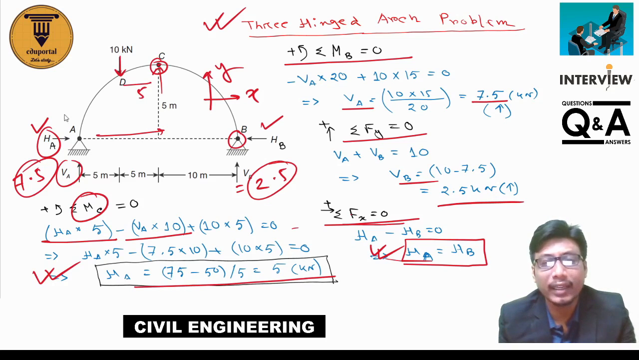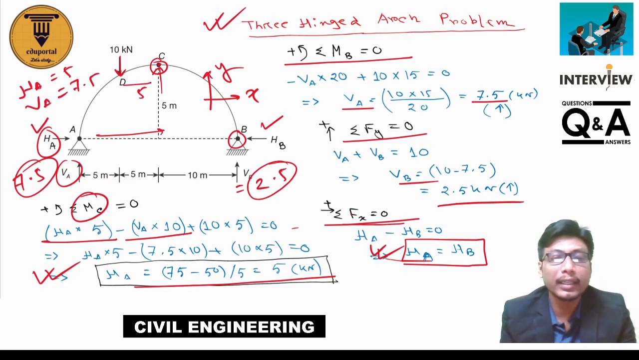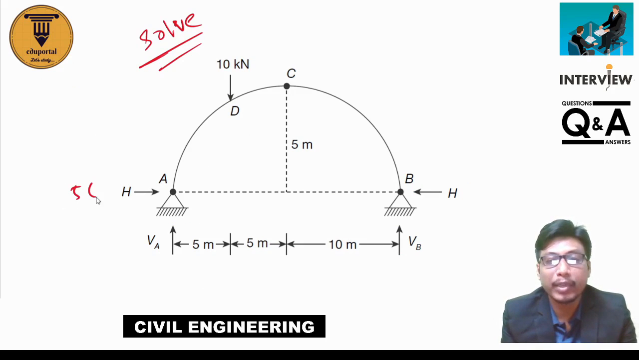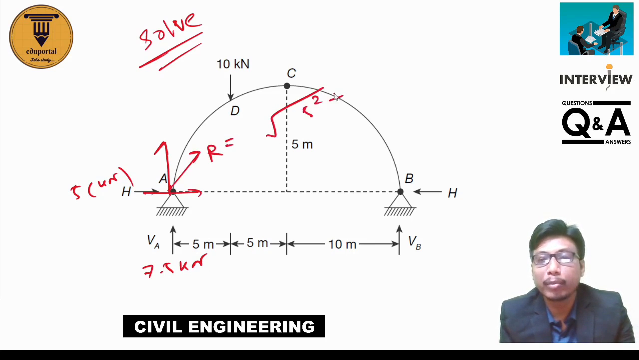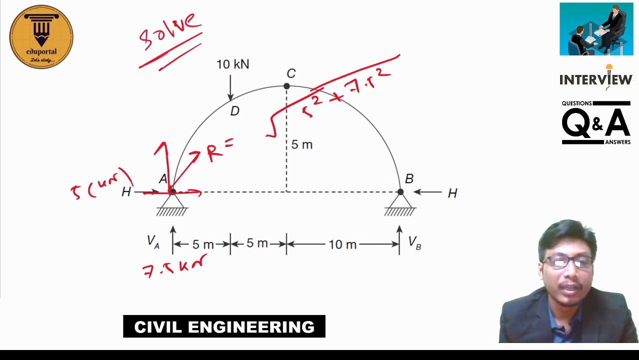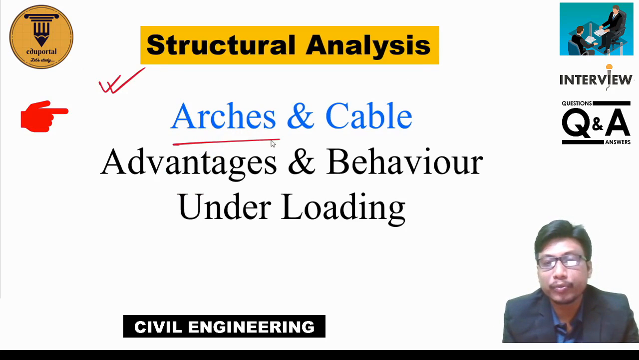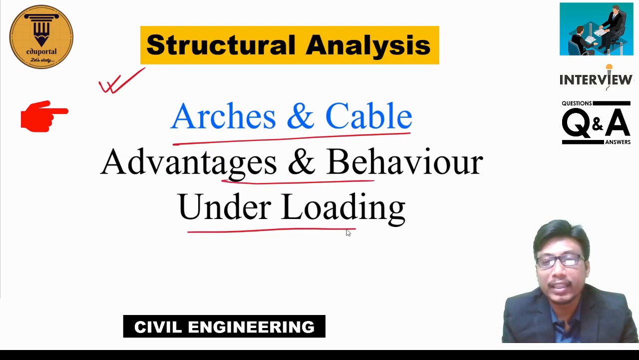So they can ask you to determine the value of HA, which is equal to 5 kilonewton, and VA, as you know, is equal to 7.5 kilonewton, in these directions. So what will be the resultant force? R equals root over of 5 square plus 7.5 square. So these kinds of questions they can ask in the interview. This is all about the arch. Study this chapter also, they can ask questions from this, and advantages and behavior under loading.